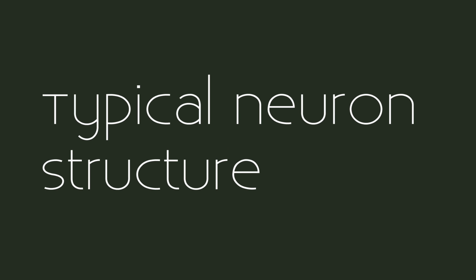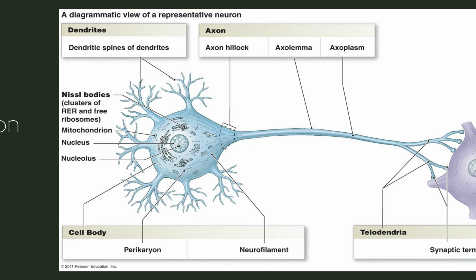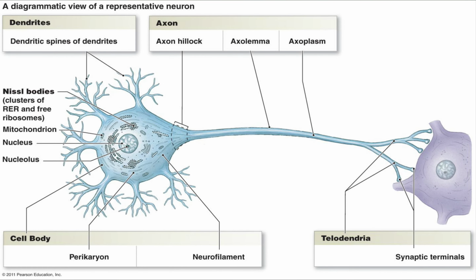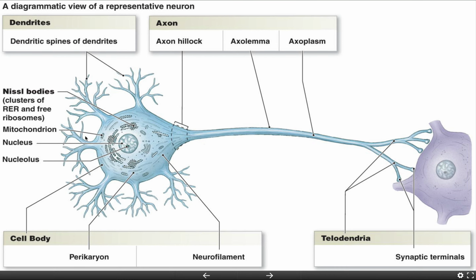Next, we're going to talk about neurons. The structural and functional unit of the nervous system is the neuron. And here is a typical neuron. The three basic parts are the dendrites, which would be the input part, the cell body, which does the integration, and then the axon, which would be the output region of the neuron.